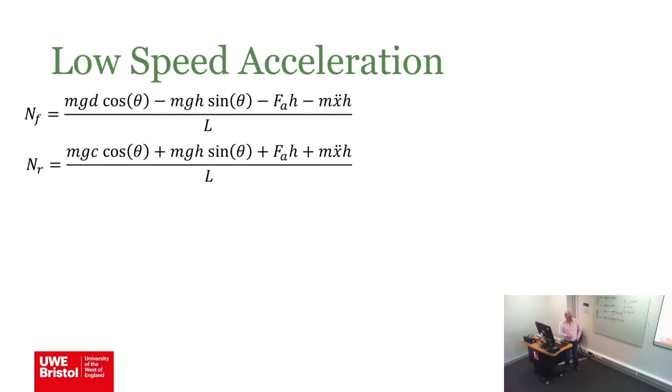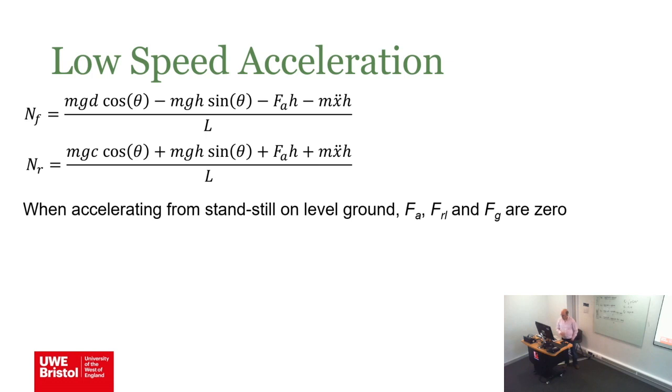So those are the equations we had: low speed acceleration. So for NF and NR, okay. On acceleration from standstill on level ground, clearly V is going to be 0. This is also only effective when it's moving. And if the ground is level, then sine of theta is 0, so that disappears. So you're left with, basically, like I said, mgc, mgd, cos theta, okay? Those disappear, okay? And the aerodynamic drag disappears, and you've just got these two equations.